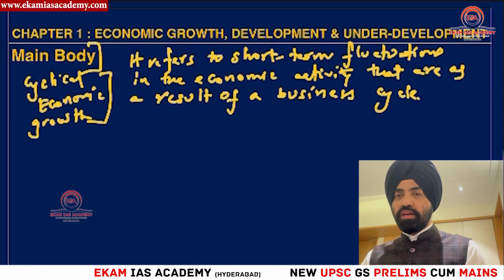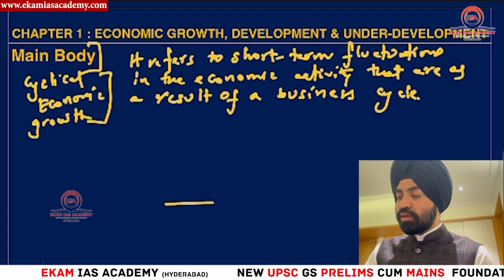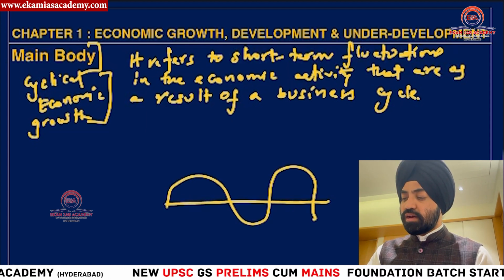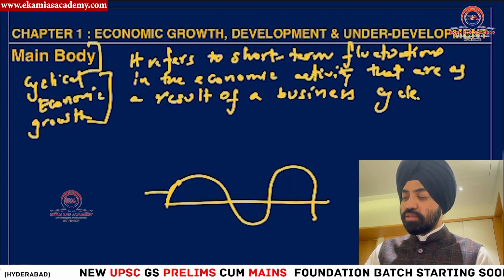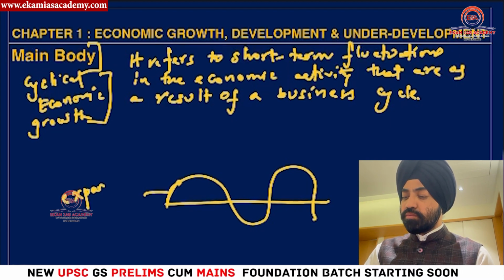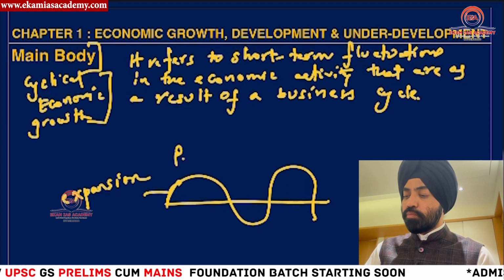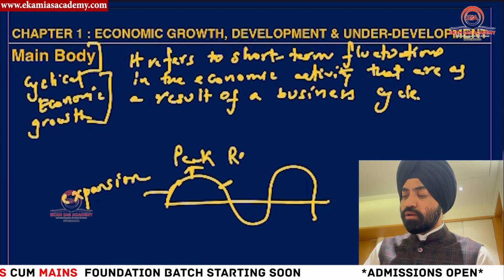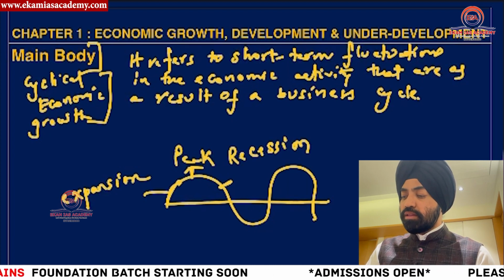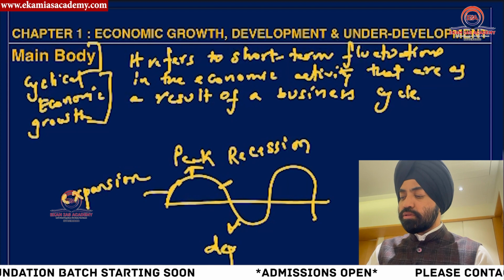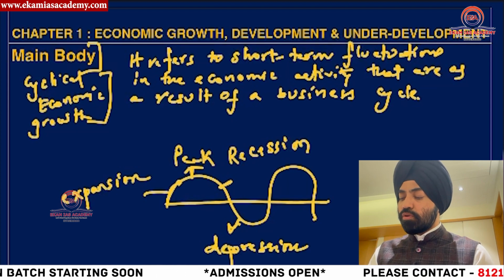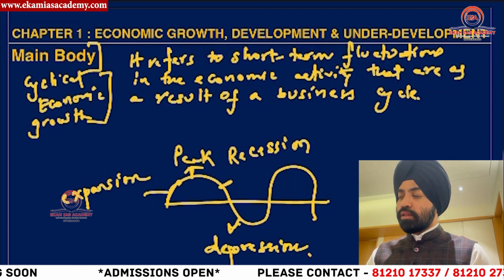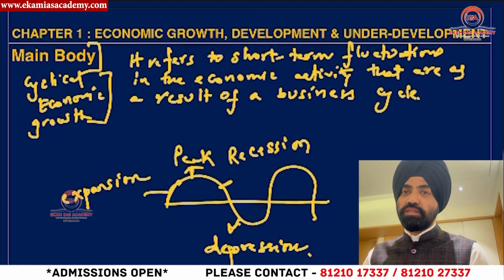Just for your understanding, I'll rub it after that. Whenever we see a business activity, we generally see this graph. This part is known as the expansion stage of a business cycle. This is called the peak. This is the place where a recession comes into play, and this is where depression happens. So this is basically what we are saying: it refers to the short-term fluctuations in the economic activity that are a result of a business cycle.